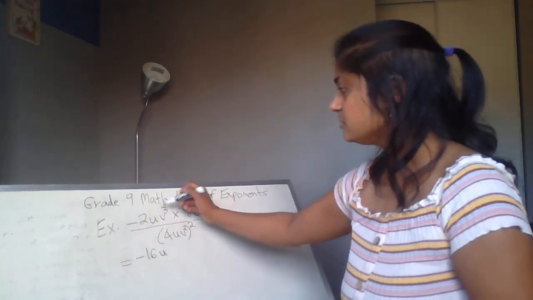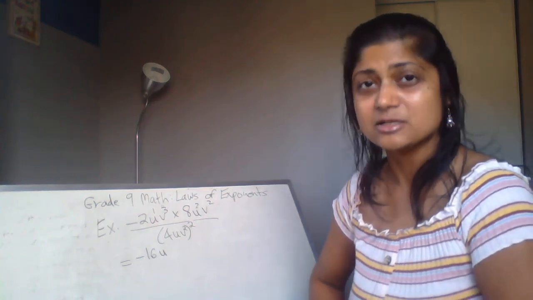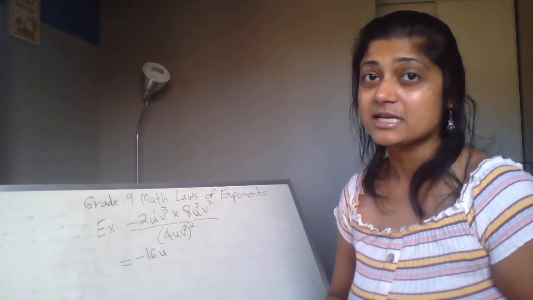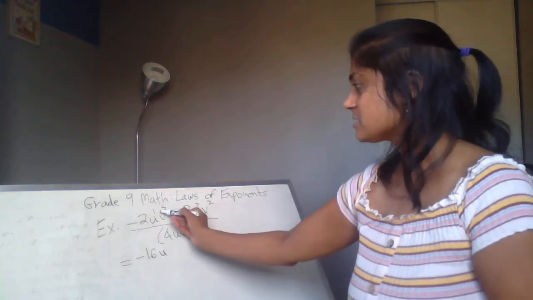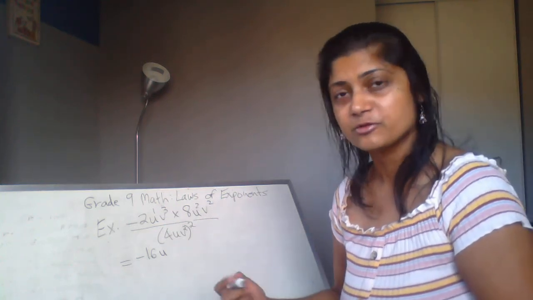Okay, for u, you see how there's nothing there? It's not a 0, okay? The exponent is actually 1. So some students get confused with that. This is going to be 1 plus 2, so it's going to be u to the power of 3.